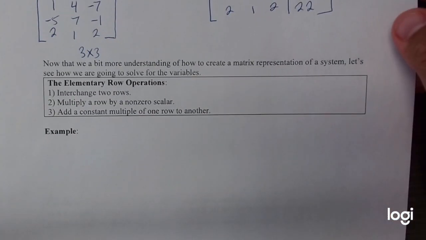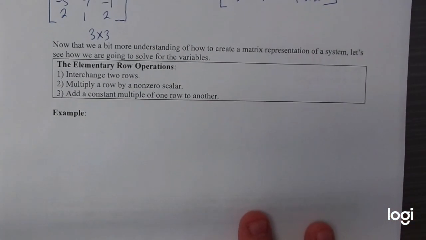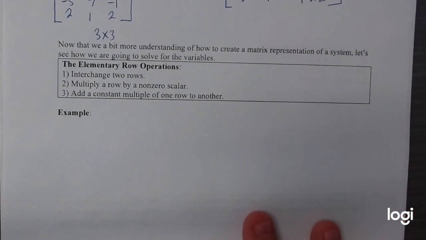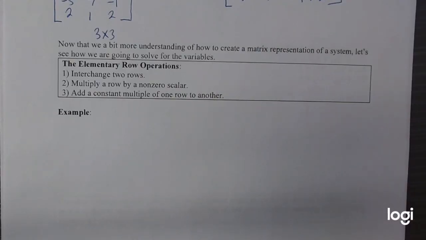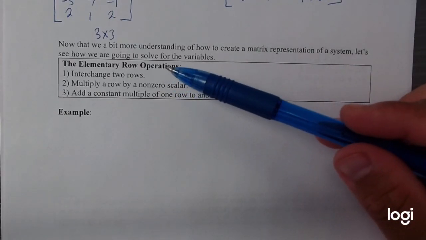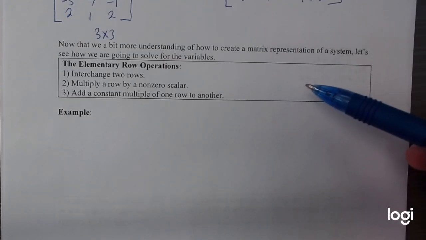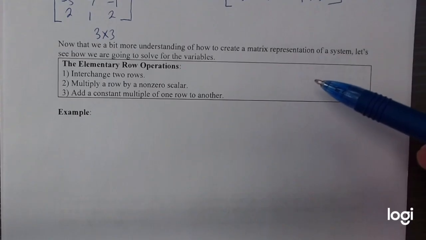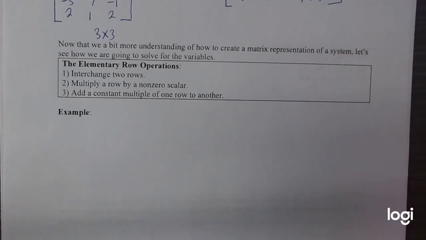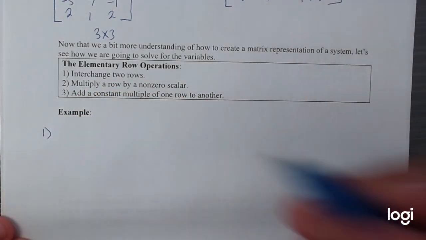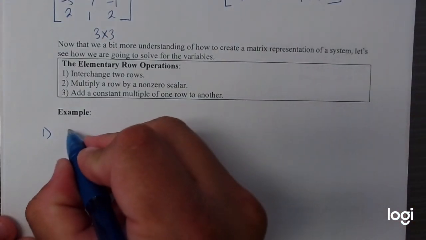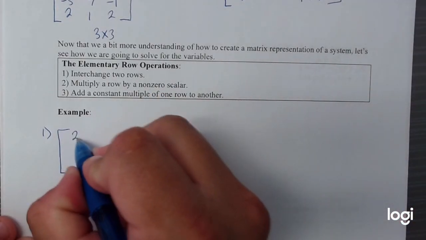We have three special rules we can apply to our augmented matrix. These three rules are: I can interchange any two rows, I can multiply a row by a non-zero scalar, and the third one is I can add a constant multiple of one row to another. I'm going to give you an example of each. We're going to start with this matrix.